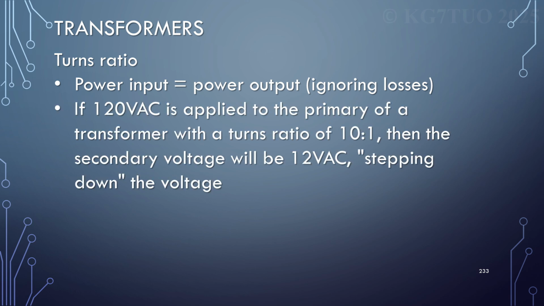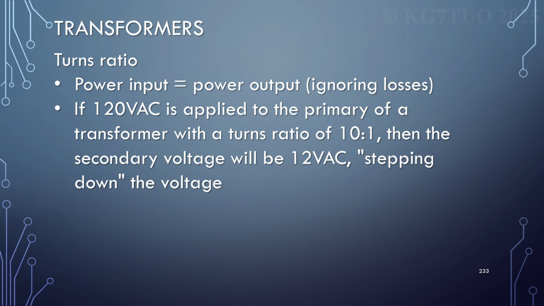If 120 volt AC is applied to the primary of a transformer with a turns ratio of 10 to 1, then the secondary voltage will be 12 volts, stepping down the voltage, okay? So we've got 120 coming in, and it takes 10 volts to spit one out the other side. So we get 12 volts.